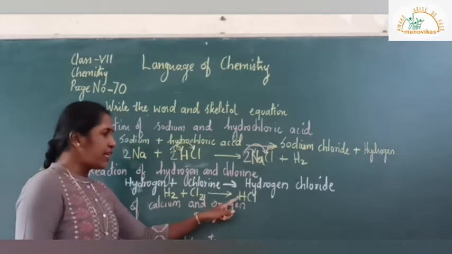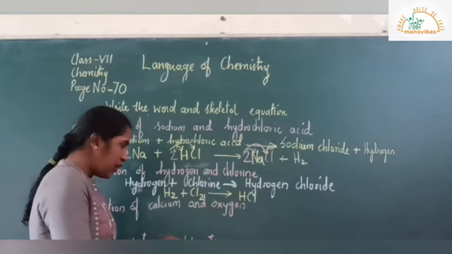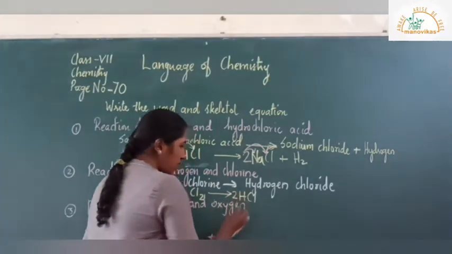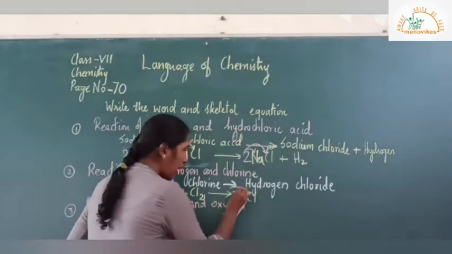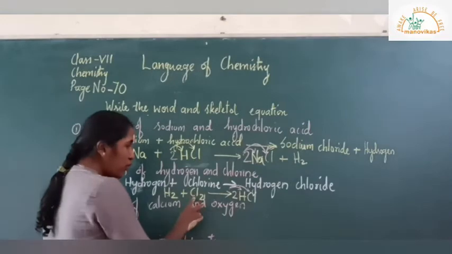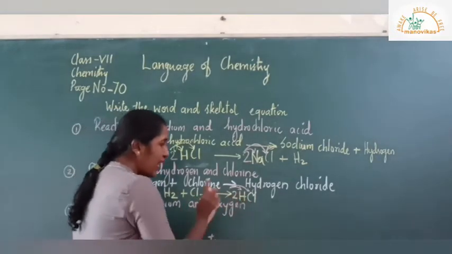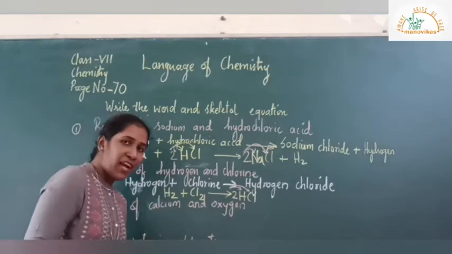Now you have to check whether the equation is balanced or not. Hydrogen is 2 here, and hydrogen over here is 1. So how are you going to make it as 2? Yes, you are going to put the number 2 over here. Now this 2 is applicable for hydrogen, and it is applicable for chlorine also. Now let's check for chlorine. Chlorine is 2 over here, and here also it is 2. So you can say that the equation is balanced.